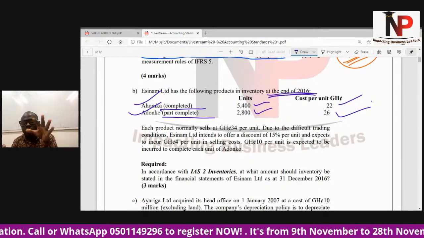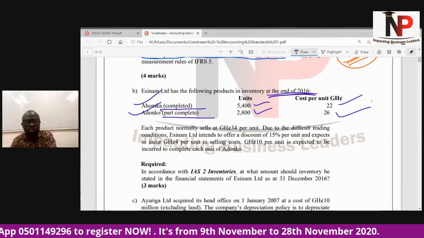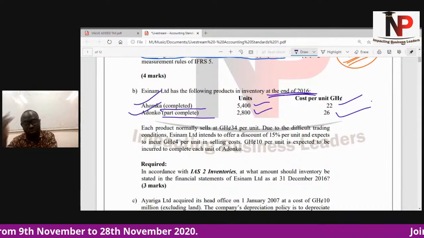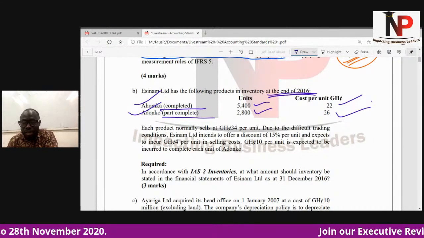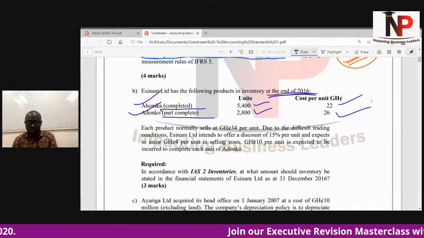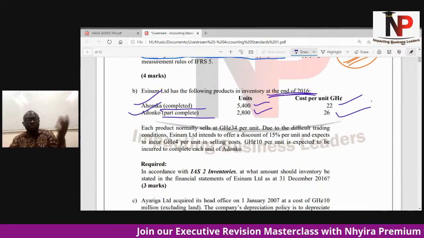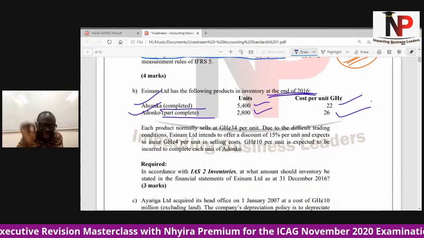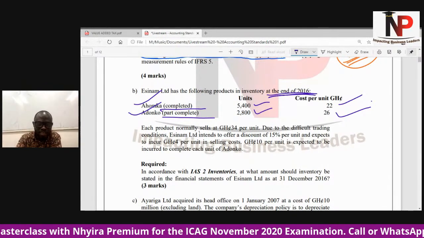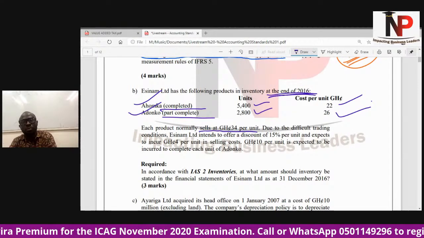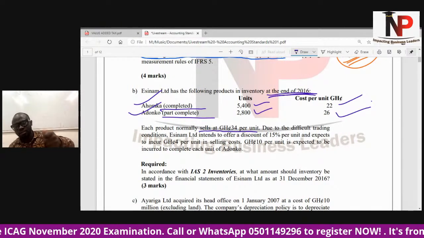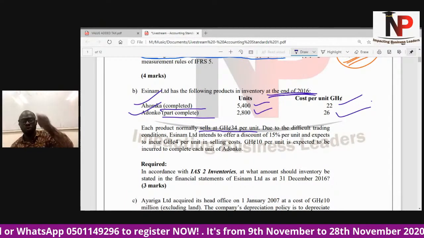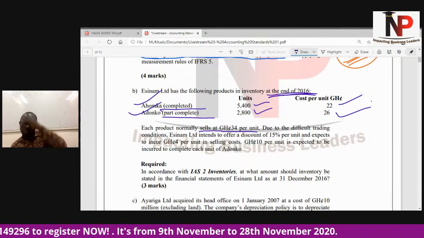So if we want to determine the current total cost of the inventory, we're just going to multiply up and then get our answers. Can we do that? Let's see if we can do that. But before then, there is a note in it. Each product normally sells at 34 Ghana cedis per unit. Easy. So the examiner has given us the selling price per unit as 34 Ghana cedis. Look at the build-up.